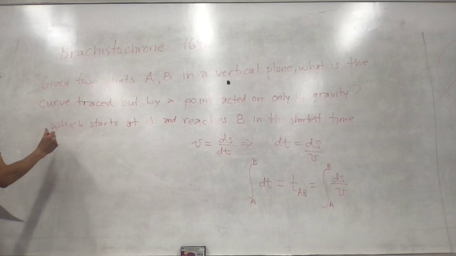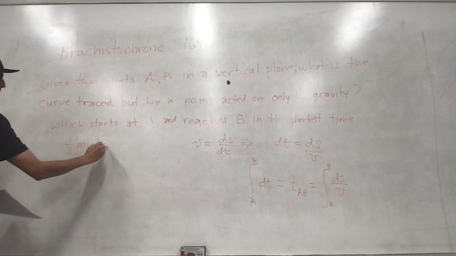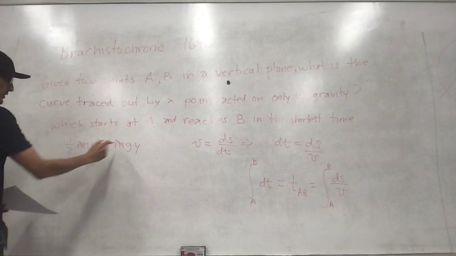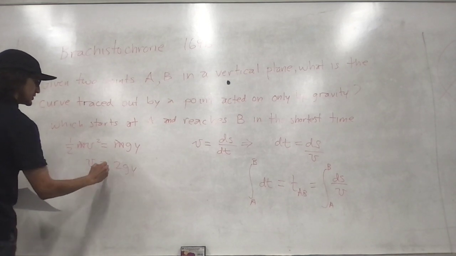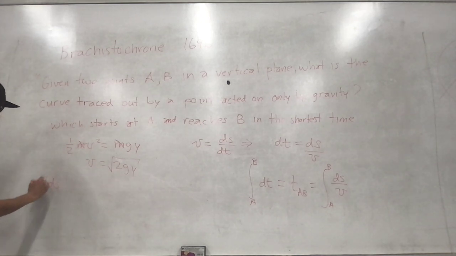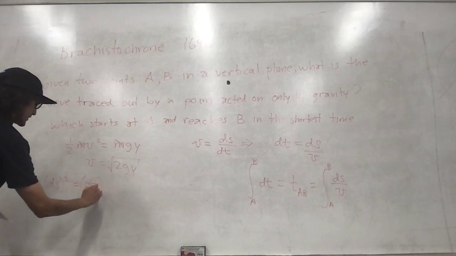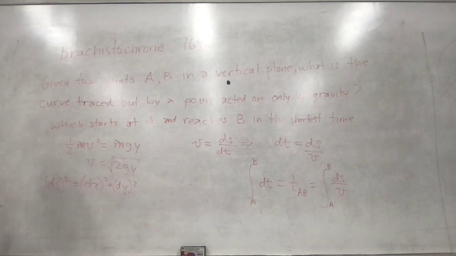The velocity, we can get it from conservation of mechanical energy. So 1/2 m v squared is mgy. We get rid of the masses, and the velocity is the square root of 2gy. And ds squared is dx squared plus dy squared. So this is just the Pythagorean theorem.